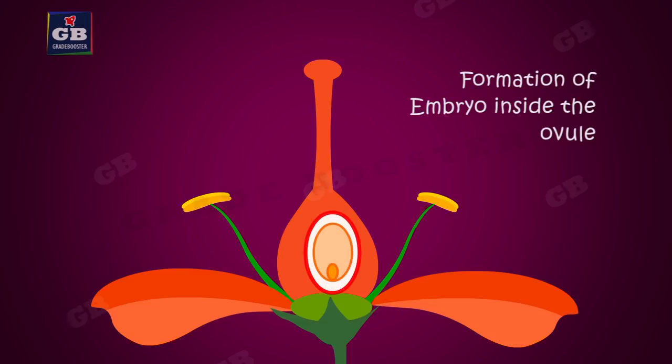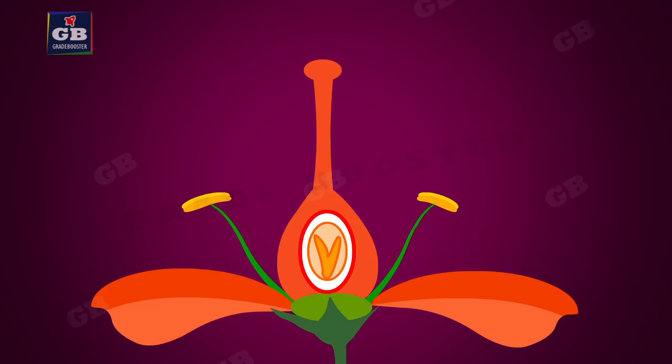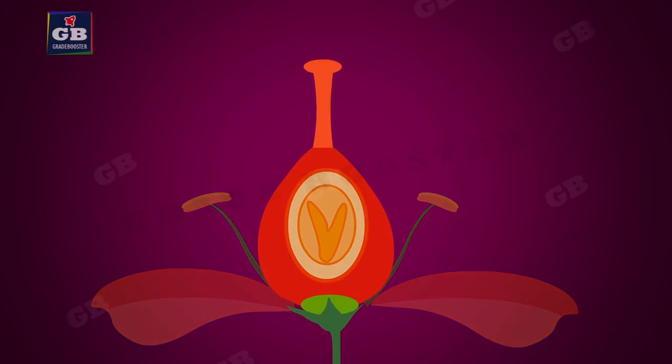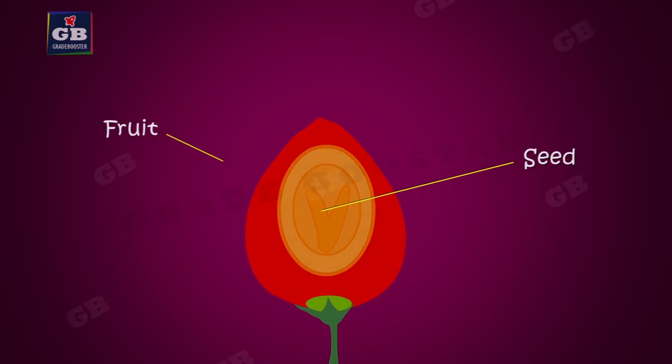After fertilization, the zygote divides several times to form an embryo within the ovule. The petals, sepals, stamens, style, and stigma may shrivel and fall off. The ovule develops into a seed. The ovary grows to form a fruit.